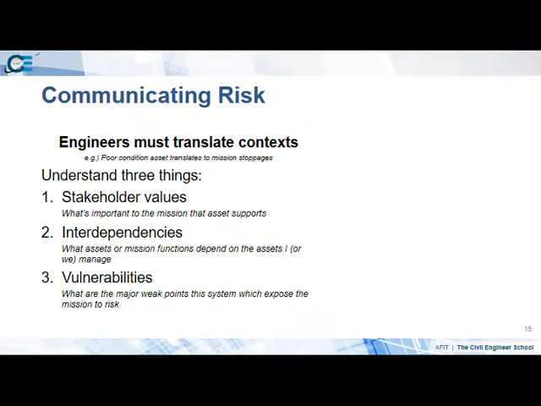So if we're using risk to inform decisions and make recommendations towards asset management goals, how do we communicate risk? Fundamentally, we have to be able to take our information, our data, and translate it into a language that is understood by everyone. And in order to do that, we have to do 3 things. The first thing is we have to understand what our stakeholders value. So what is important to the person that we are communicating this risk to?